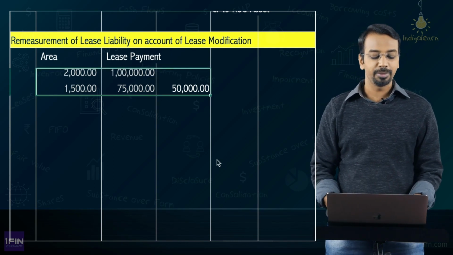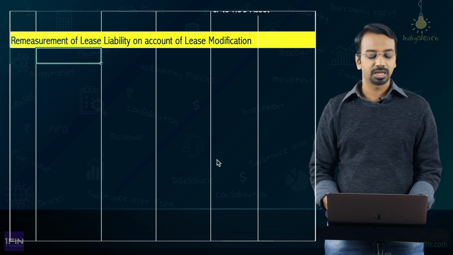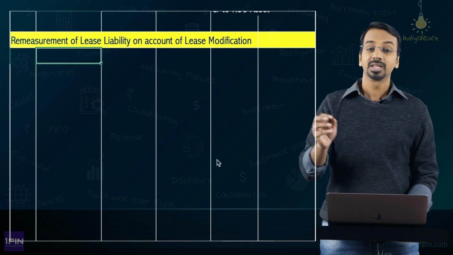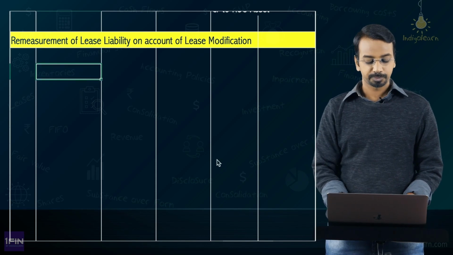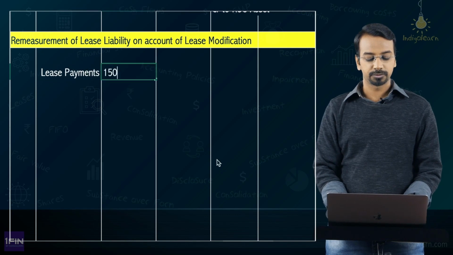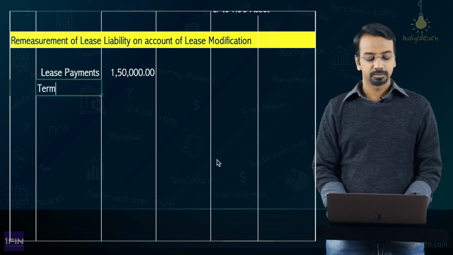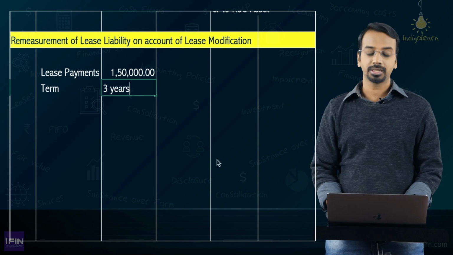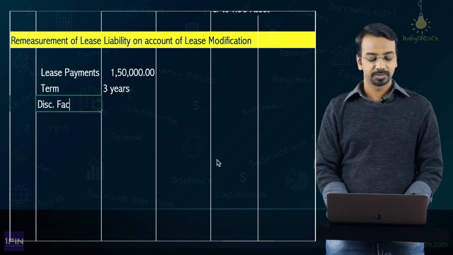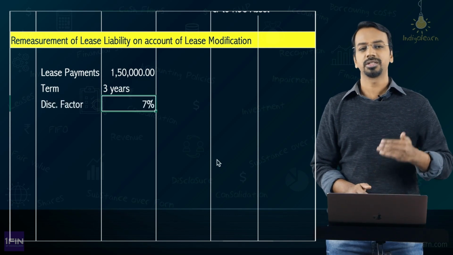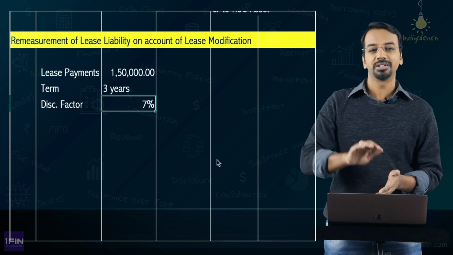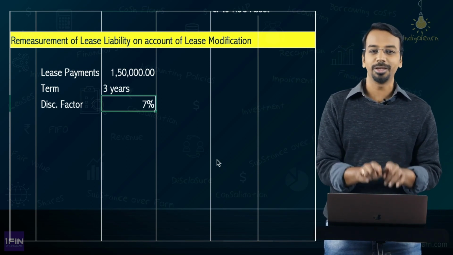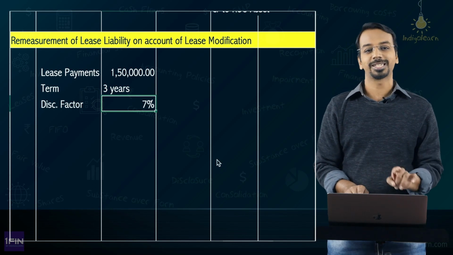So you will remeasure the lease liability using the revised discount rate. What is the remeasurement? You will remeasure considering lease payments of 150. The term is 3 years, correct? The discounting factor changes to 7%. Why does it change to 7%? Because there is a lease modification, and we know that whenever there is a lease modification, it has to be remeasured using the revised discount rate.